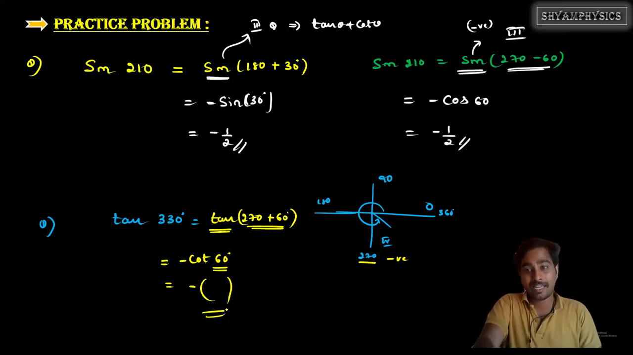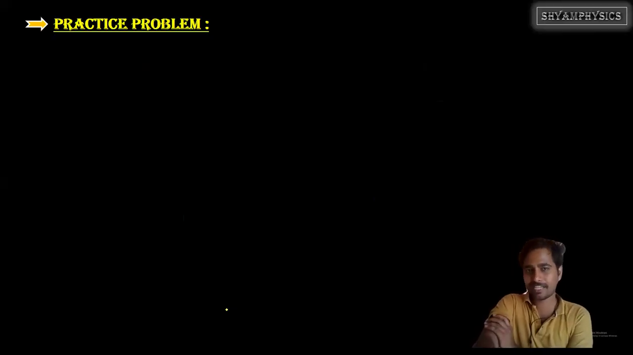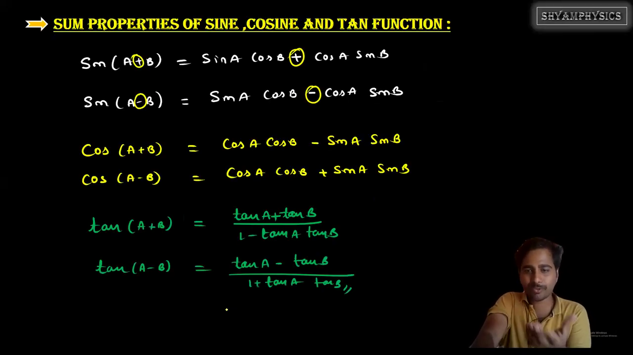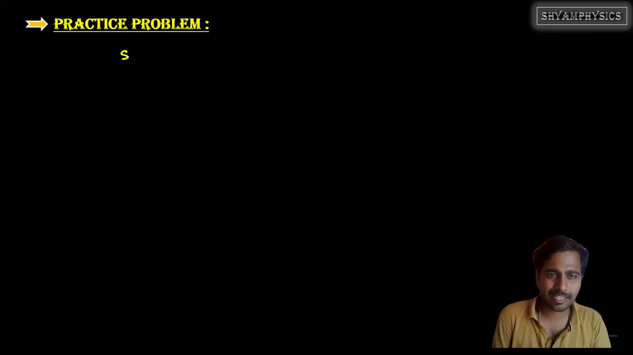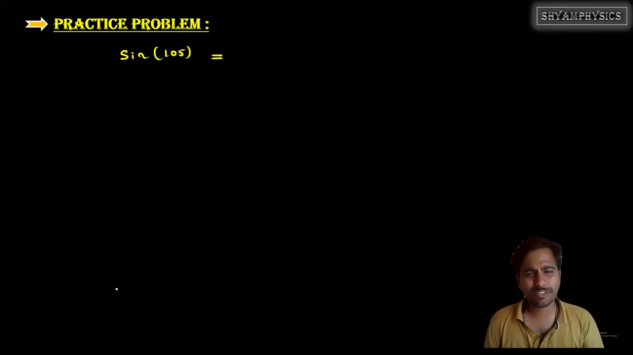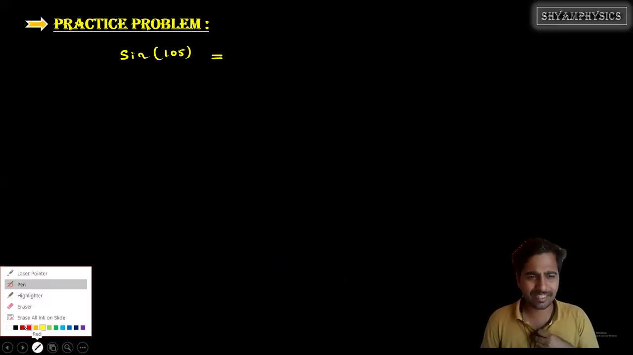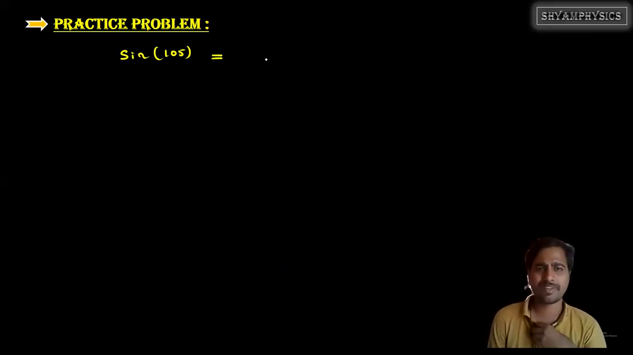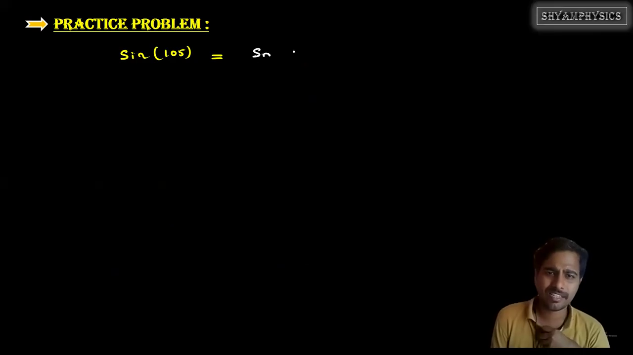Good. In some cases it will be changed, which means a few more problems will come. Like I will ask the question, what is the value of sine 105? Now give me the answer. Sir, you only just told us how to break the angle and how to add the angle. Based on that, we can do this one. Sir, it is very simple. We can write this as sine of 90 degree plus 15 degree. 90 plus 15 is 105.